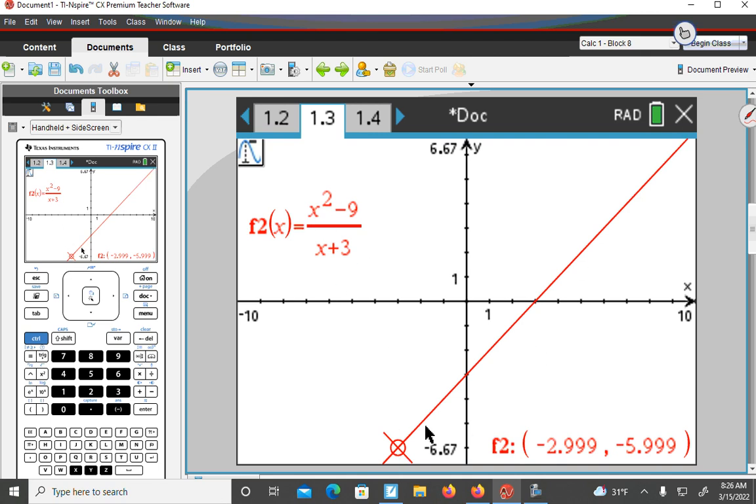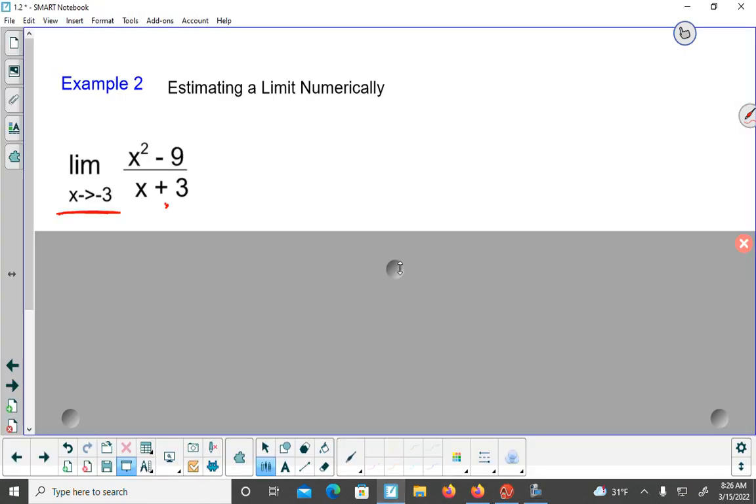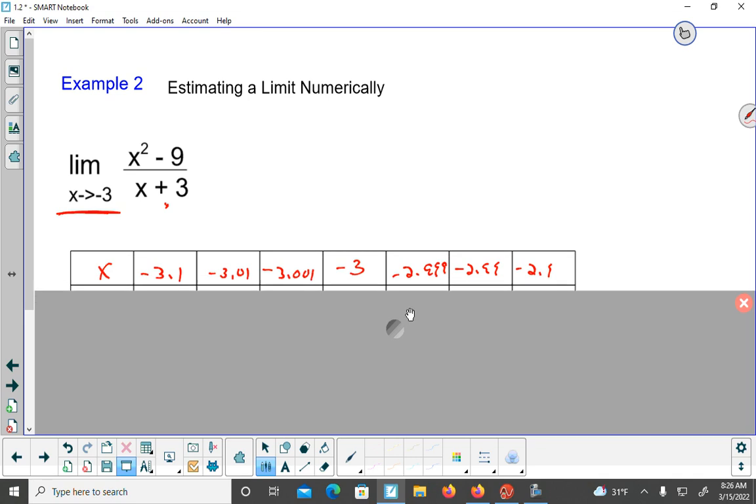It looks like a straight line. If I went to negative 3, 1, 2, 3, and look down, I'm going to guess that it's about negative 6, just based on going from the left and going from the right. But now I am going to actually calculate those values. Going from the left, remember left would be less than negative 3, so negative 3.1, negative 3.01, negative 3.001. From the right would be negative 2.9, negative 2.99, and negative 2.999.